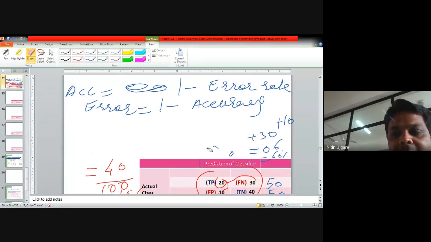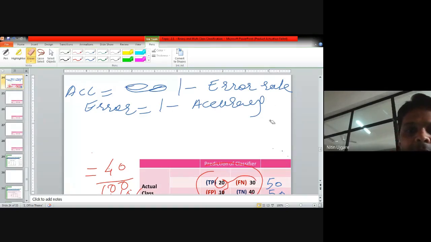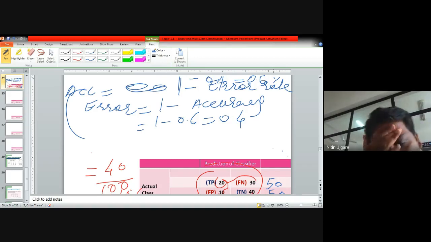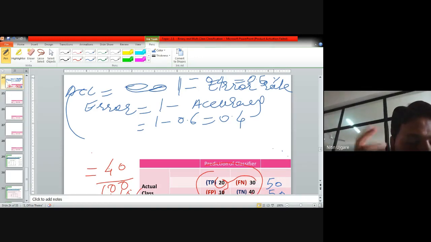So we have already calculated the accuracy as 0.6, that is 60%. If you put this in this formula, then you will get the error rate as 0.4. Or if we have already calculated the error rate, then you can calculate the accuracy as 1 minus 0.4, and you will get the accuracy to be 0.6.